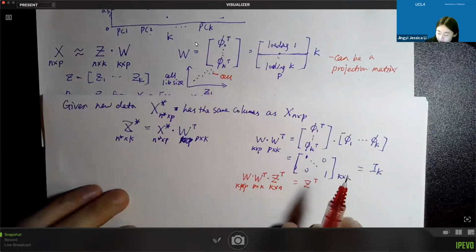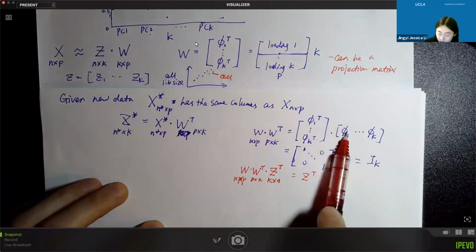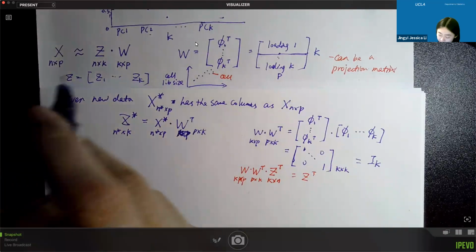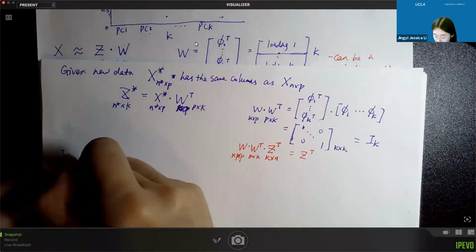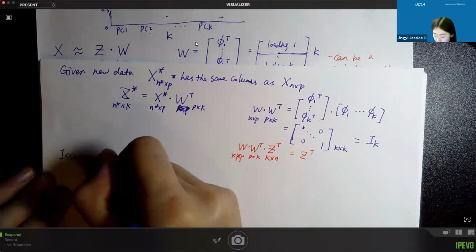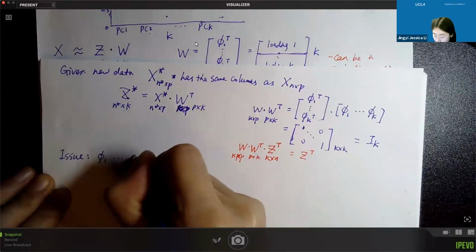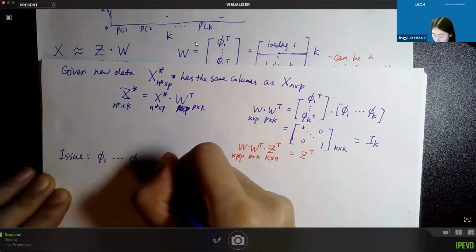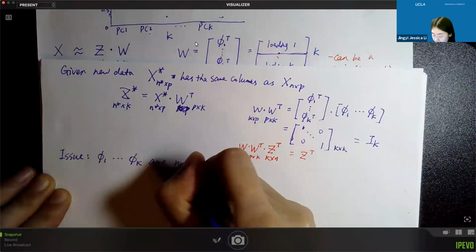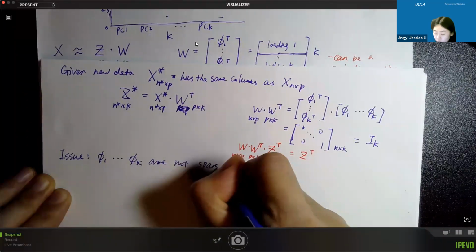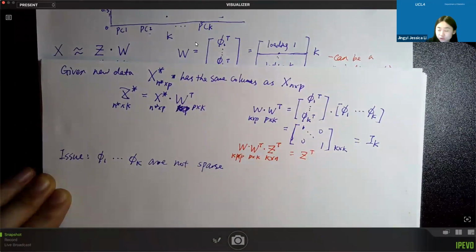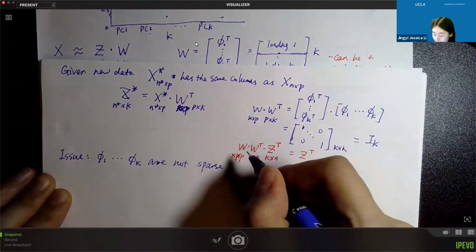But as I said, the loading vectors here are not sparse. So the issue with PCA is that phi 1 to phi k are not sparse, which means that they do not have entries that are exactly zeros, but you will have many small entries, like small positive, small negative entries. So that makes the interpretation not very good.